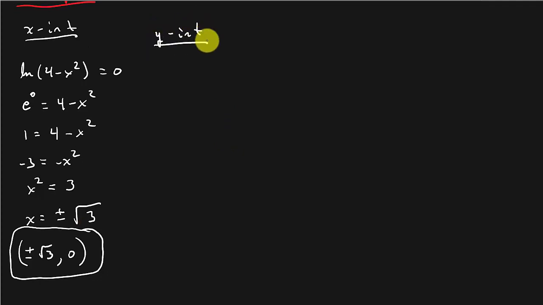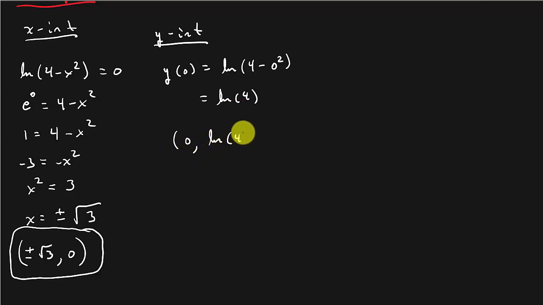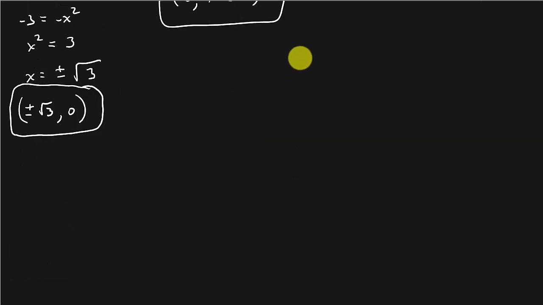y-intercept. Well, remember, the y-intercept is where we just evaluate the function at 0. And so that is equal to natural log 4. So our y-intercept is 0, natural log 4. All right. So we've gotten domain, we've got intercepts. Now let's check for symmetry.